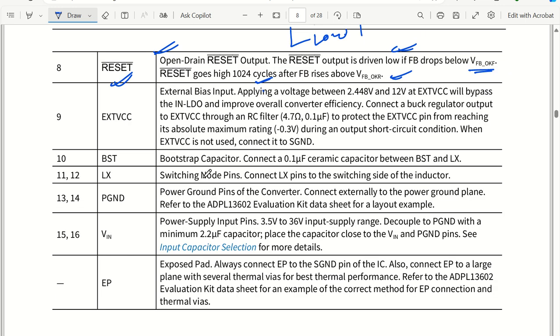Okay, we have the bootstrap capacitor, where we connect a 0.1 microfarad capacitor between the BST pin and the LX pin. So if you read each one of them, this is a good idea of reading the datasheet and applying it to the circuit design and designing your circuit with proper understanding. Once you apply all these understandings, you will become a very good hardware design engineer, and there is no doubt about that.